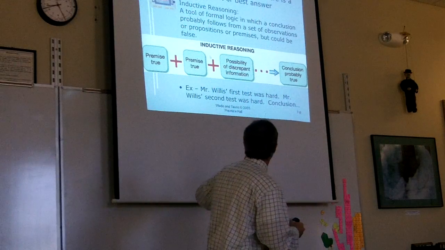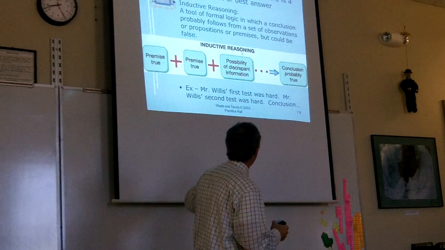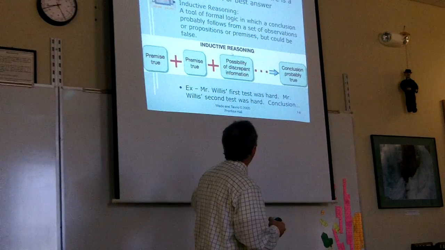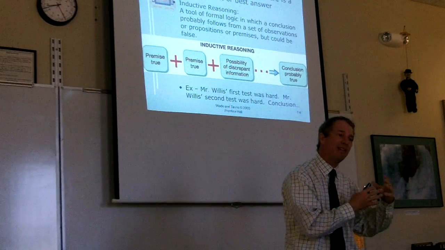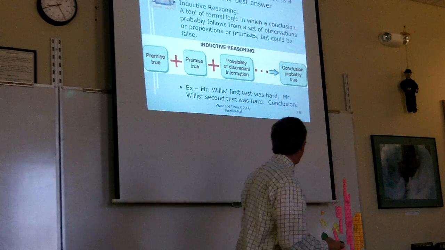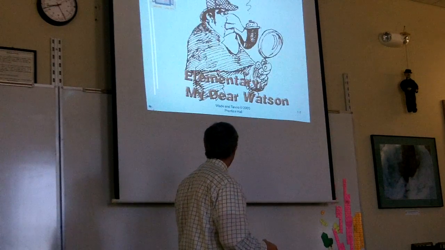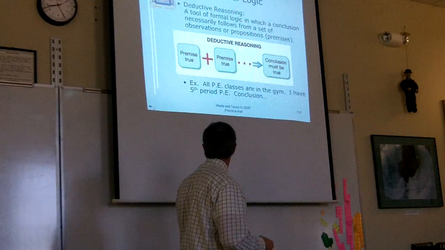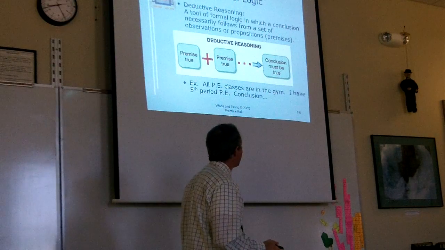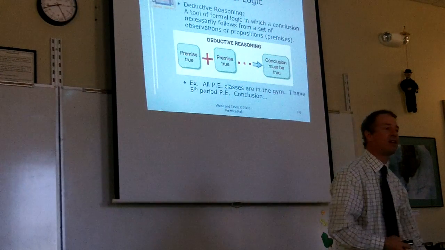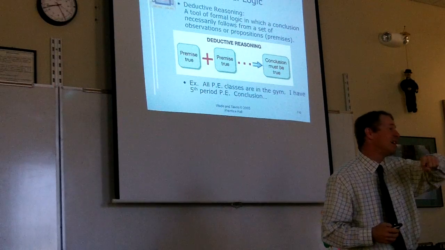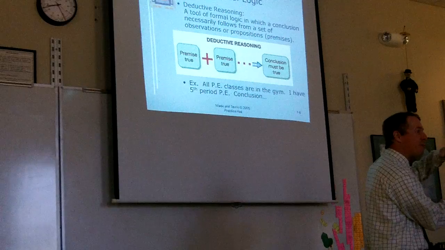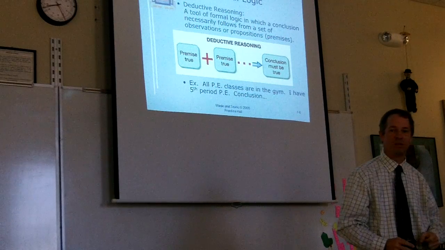So in inductive reasoning, I always remember there's a possibility that the conclusion is not true. In deductive reasoning, going back, the conclusion has to be true. There's no possibility that the conclusion is not true. In deductive reasoning, there's a definite answer. In inductive reasoning, the conclusion is probably true, but not necessarily.